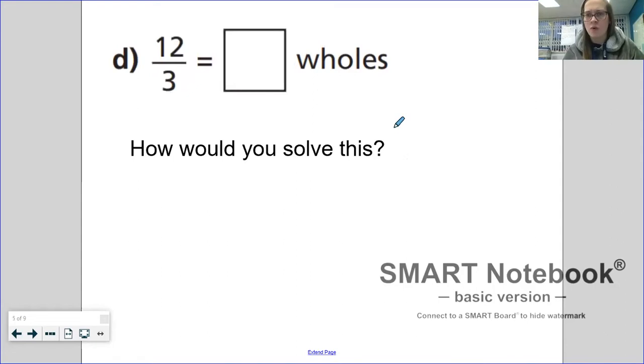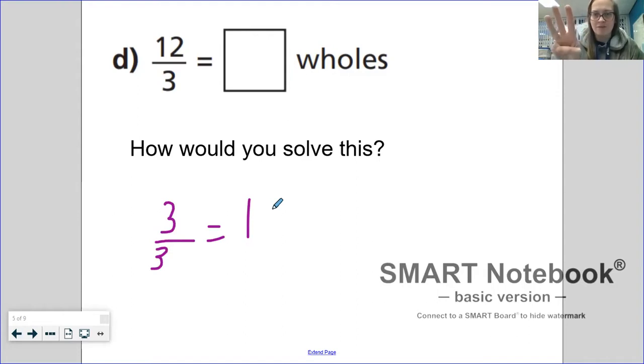12 thirds. Well, I know that 3 thirds is equal to 1. So let's count in 3s now till we get to 12. 3 thirds is 1, 6 thirds would be 2, 9 thirds would be 3, 12 thirds would be 4 wholes, because 12 divided by 3 is 4, or 3 times 4 is 12. It all sort of links together, guys.